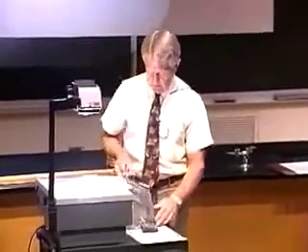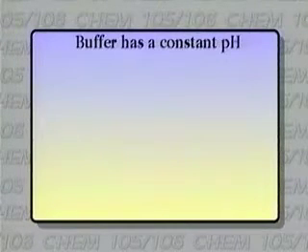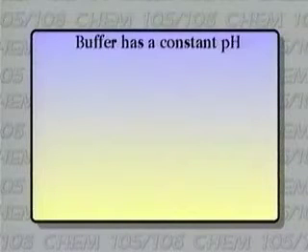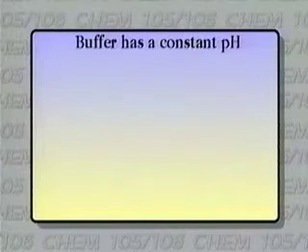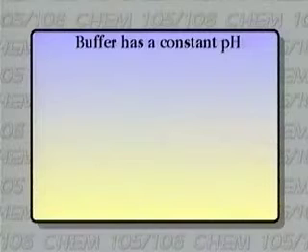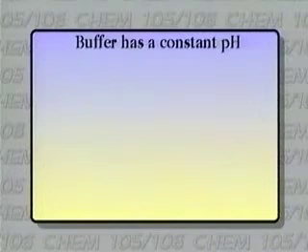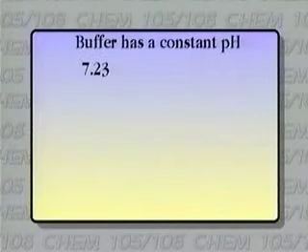pH is a constant for a buffer. Okay? So that is one of their characteristics that's important. A buffer has a constant pH. So whether we add a little acid to it or add a little base to it doesn't affect the pH to any great extent. For instance, our blood is buffered in our body. Our blood is buffered to a pH of about 7.2.